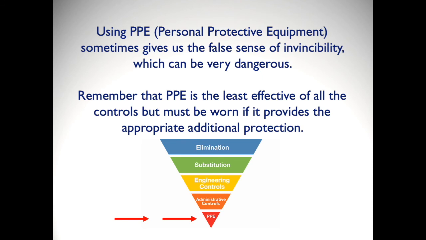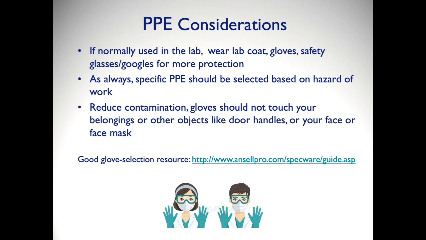Using PPE sometimes gives us the false sense of invincibility, which can be very dangerous. Remember that PPE is the least effective of all the controls, but must be worn if it provides the appropriate additional protection. If normally used in the lab, wear a lab coat, gloves, safety glasses, or goggles for more protection. As always, specific PPE should be selected based on hazard of work.